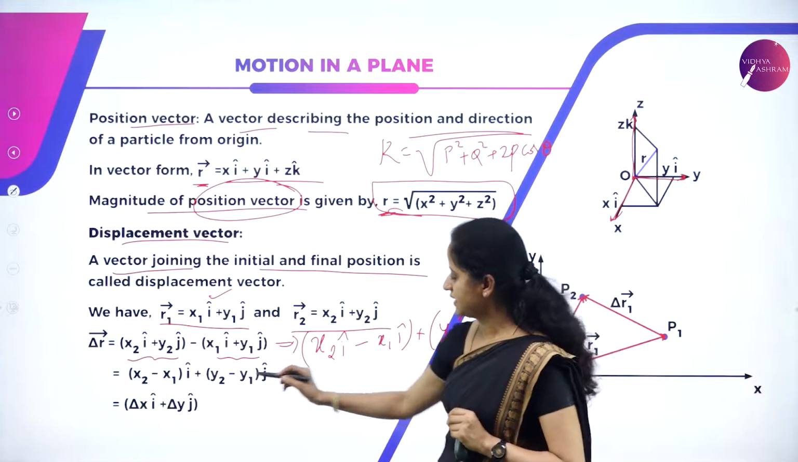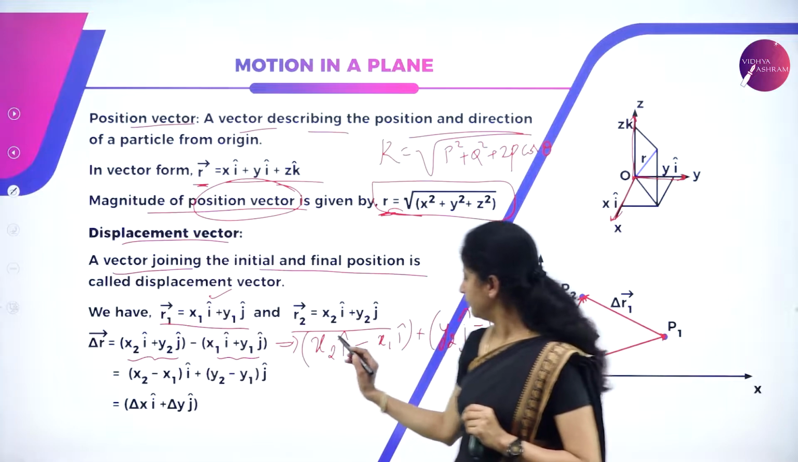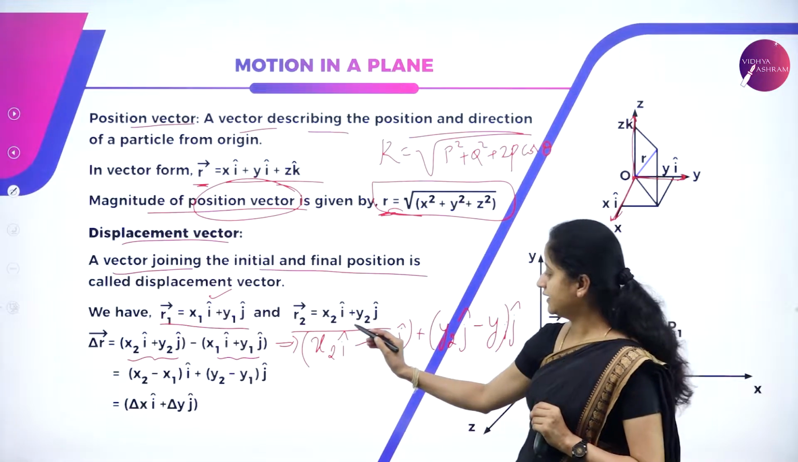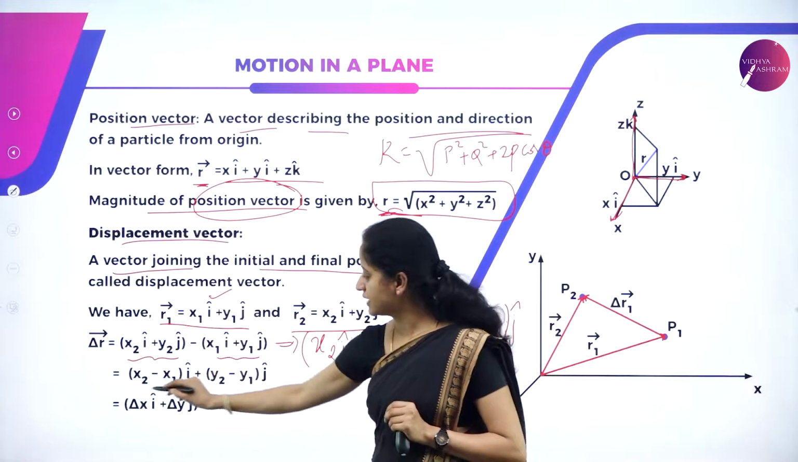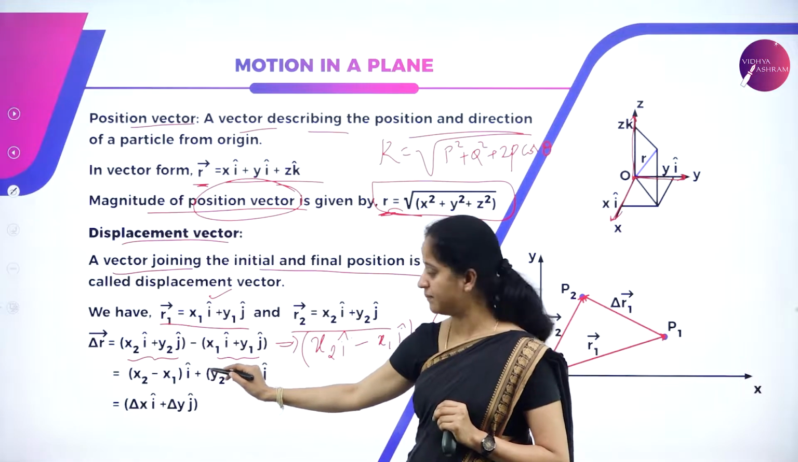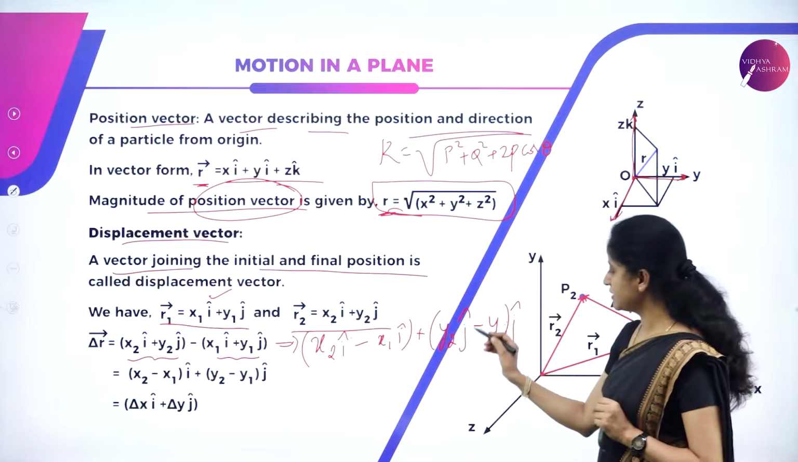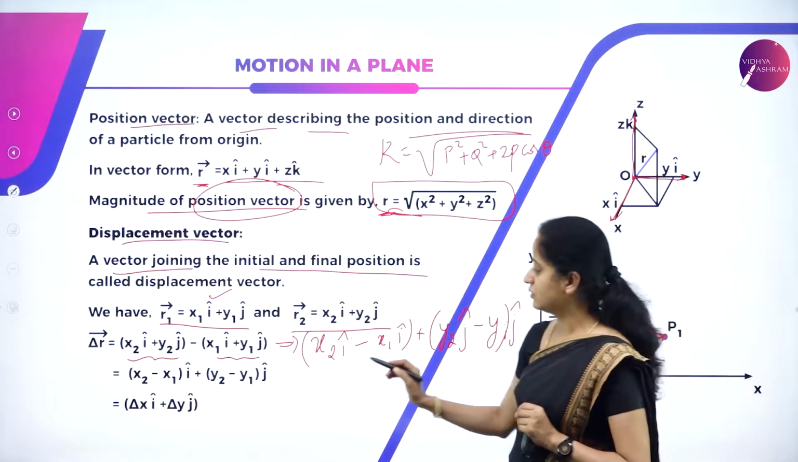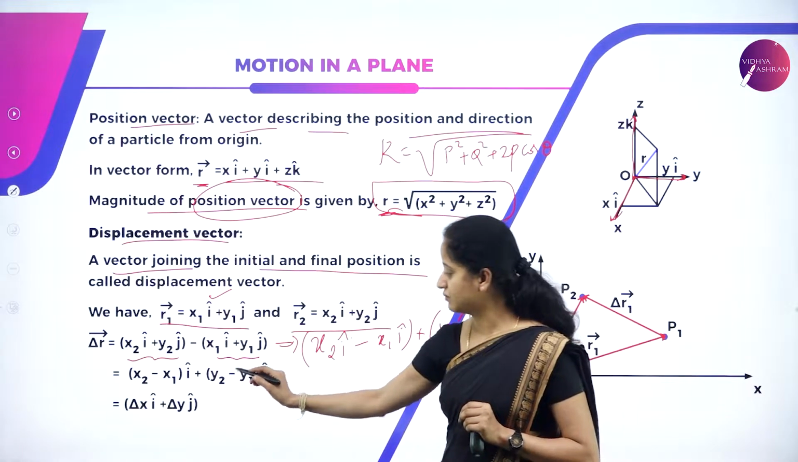So now same thing we have written here, x2 i cap minus x1 i cap. In this i cap is common, so taking it outside we get (x2 minus x1) into i cap, plus here we have y2 j cap minus y1 j cap. So taking j cap outside, (y2 minus y1).